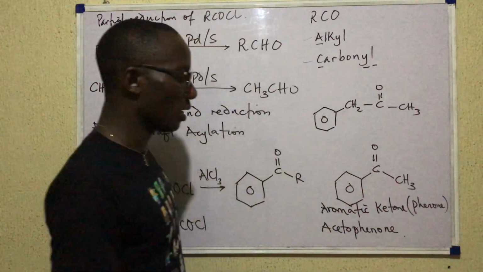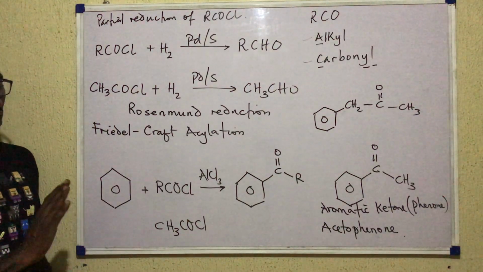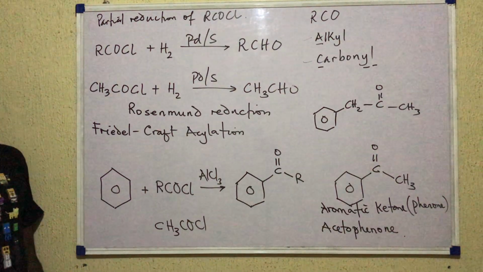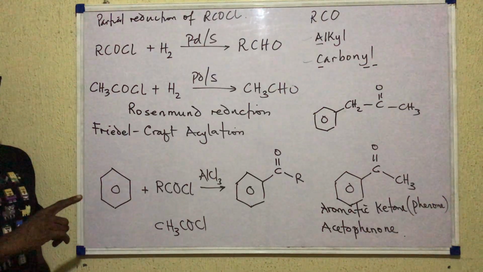Acetophenone. So acetophenone is a phenone. It is an aromatic ketone. Aromatic ketones are made this way. There's one last reaction I'll show us under preparation of alkanones.